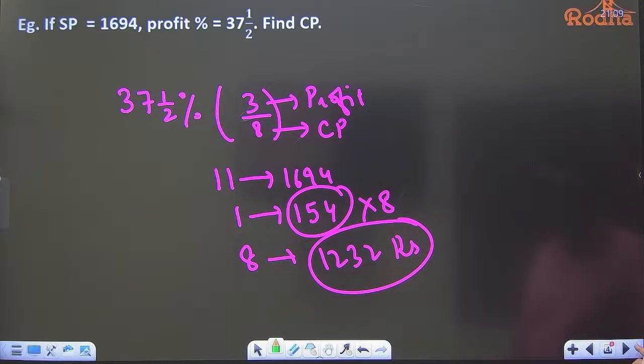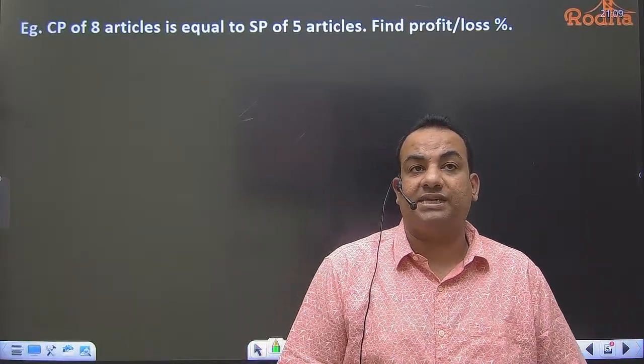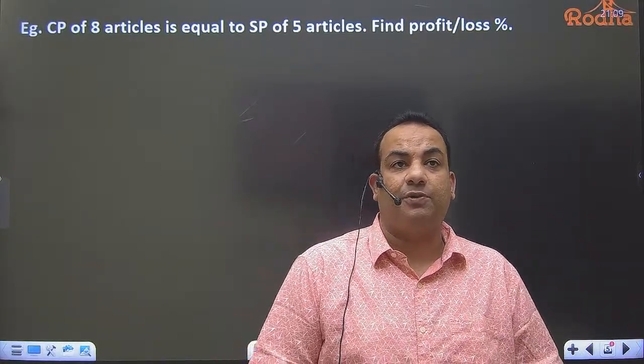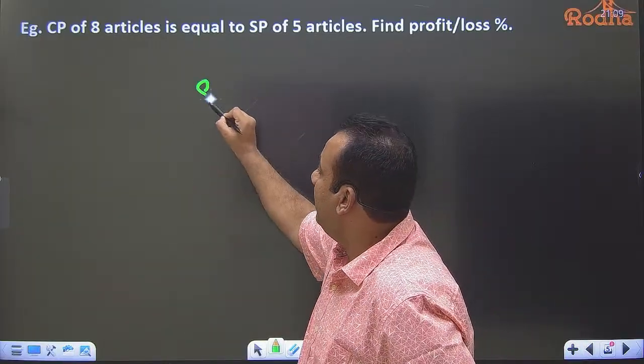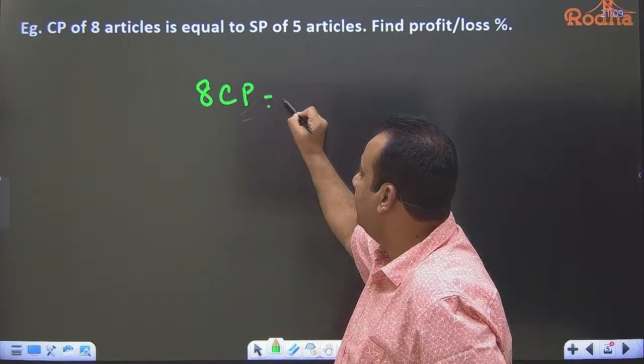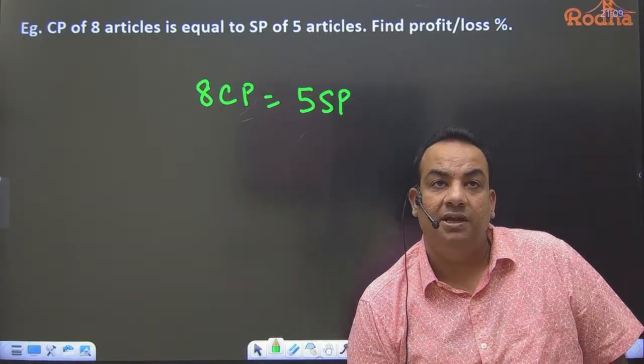Okay, now see the next question. Cost price of 8 articles is equal to selling price of 5 articles. You have to find the profit or loss percentage. Whenever it is given, cost price of 8 articles, so 8 CP is equal to 5 SP. Please all of you try this.